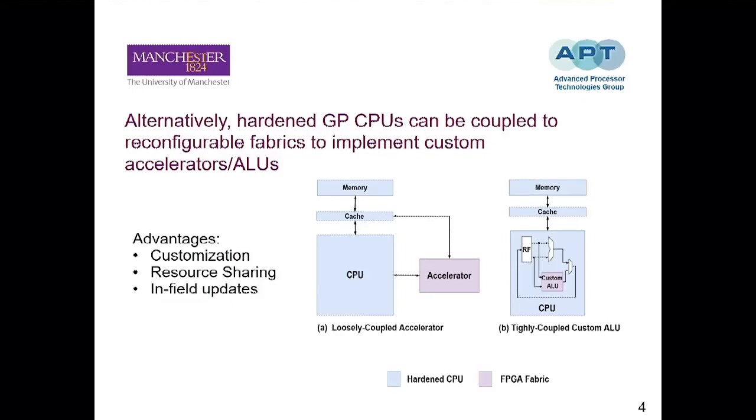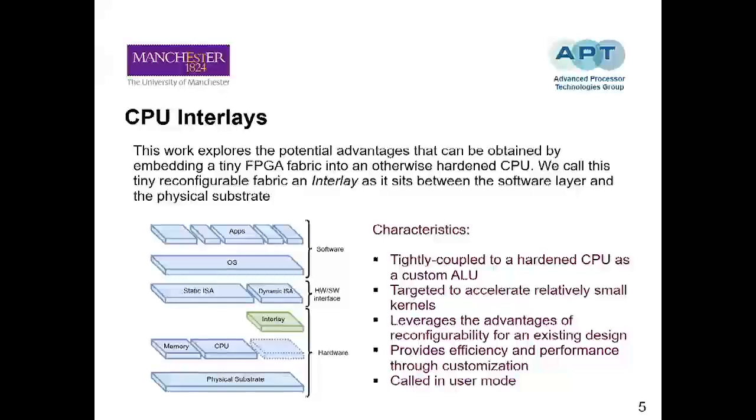There are different types of architectures. For example, there is the accelerator approach, where you have a relatively large FPGA fabric or reconfigurable fabric attached to the CPU, or there is also the approach where you can have some FPGA fabric embedded in a hardened CPU, and this is the case where we are exploring. So we use the term interlays as a way to refer to a small FPGA fabric that sits between the software and the physical layer.